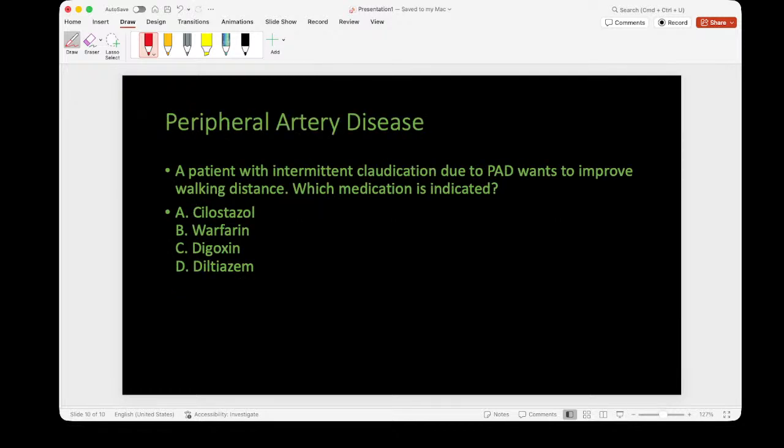Then the next one here: a patient with intermittent claudication due to PAD wants to improve walking distance. Which medication is indicated? In this case, you have four choices: cilostazol, warfarin, digoxin, and diltiazem. Now, I personally don't see this kind of disease state.